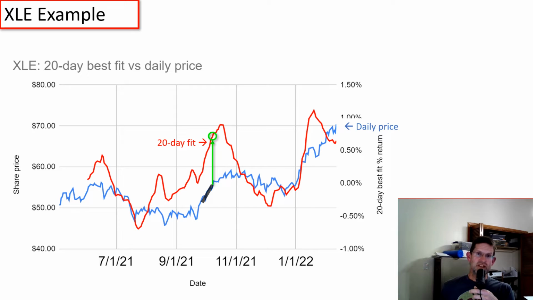And notice how I'm missing some of the red line on the left side of the plot. That's because I ran out of data. So I demand that I have 20 points in each best fit. Otherwise, I just ignore it.